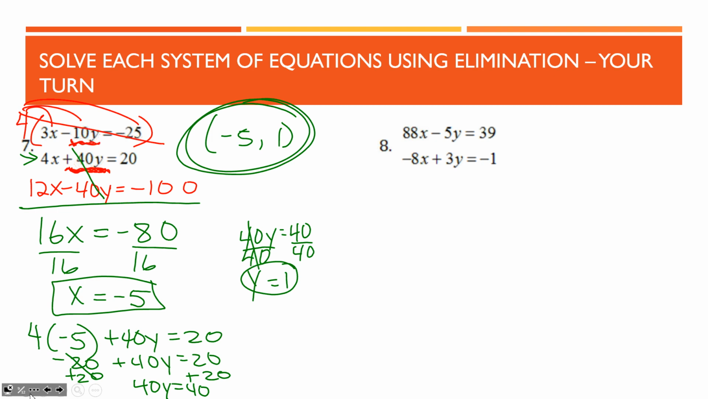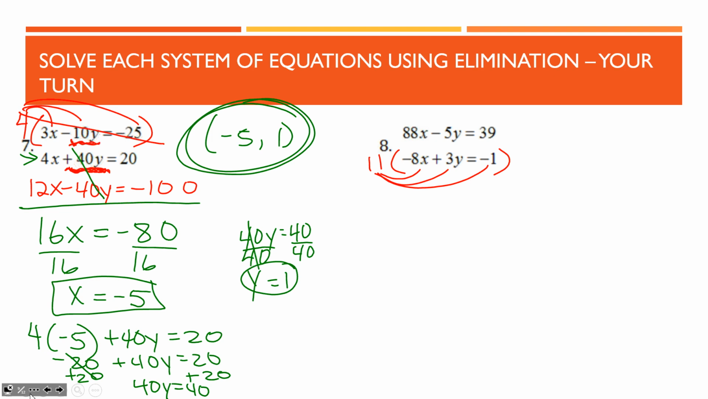Okay, let's look at number 8. Again, if I leave it as is, nothing's going to be eliminated. But if I look at the x's, I have 88 and 8. I can pretty easily multiply this 8 by 11 to get it to be an 88, right? And so that's what I'm going to do.